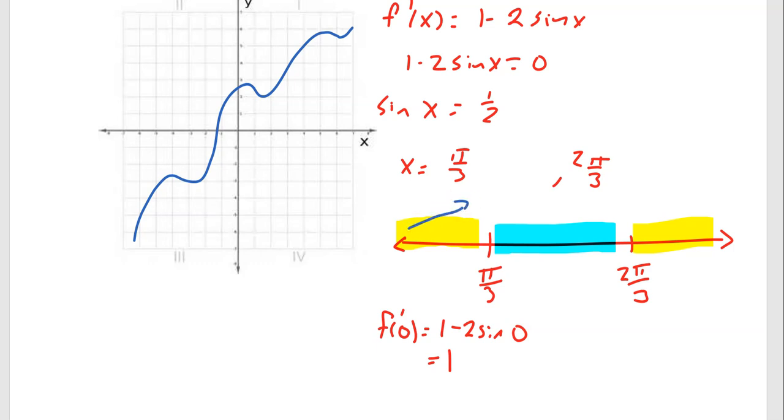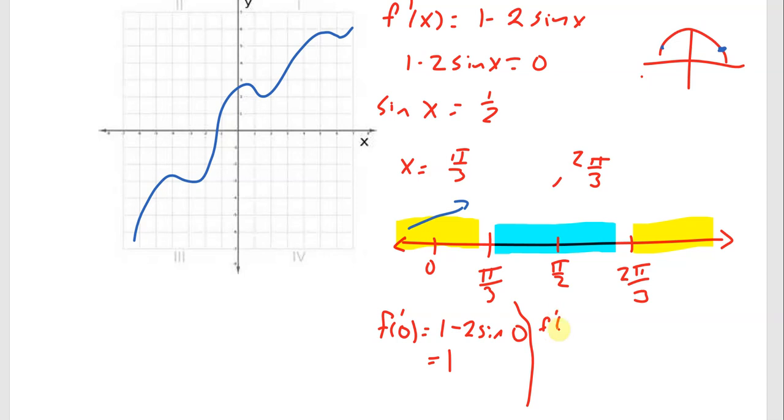It's increasing. Now when I look in the next interval, I need to pick something between pi over 3 and 2 pi over 3. So I'm going to test pi over 2, and I tested 0 over here, just to label them, okay? The reason I picked pi over 2 is if you think about that unit circle, the points we're interested in are right here and here, and pi over 2 is just straight up. That's an easy one to deal with.